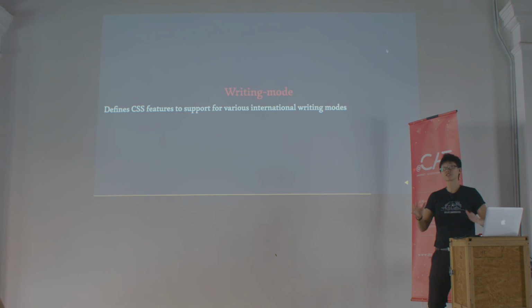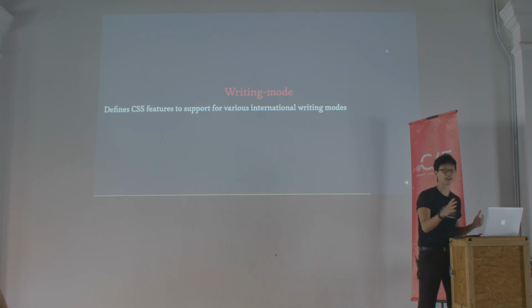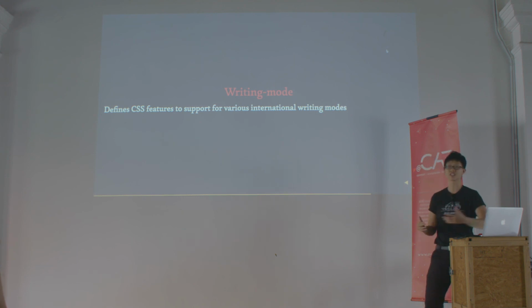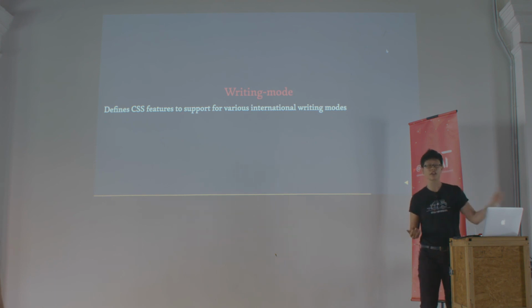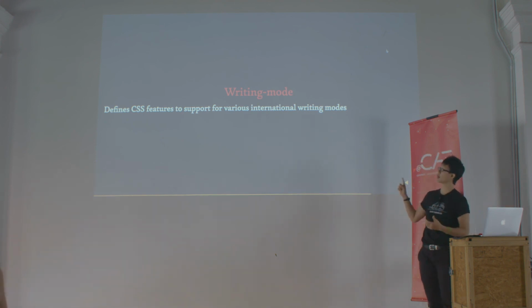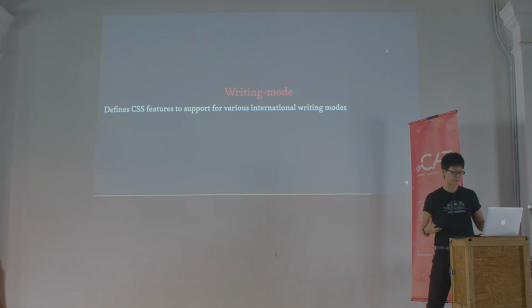Now, a large swath of the world use writing systems that flow from left to right, top to bottom, so languages like English and Malay. But writing systems go in all directions. So Chinese and Japanese can be written both vertically and horizontally. Arabic and Hebrew scripts are read from right to left. That's why we have this property, the writing mode property. It's because it's the World Wide Web.